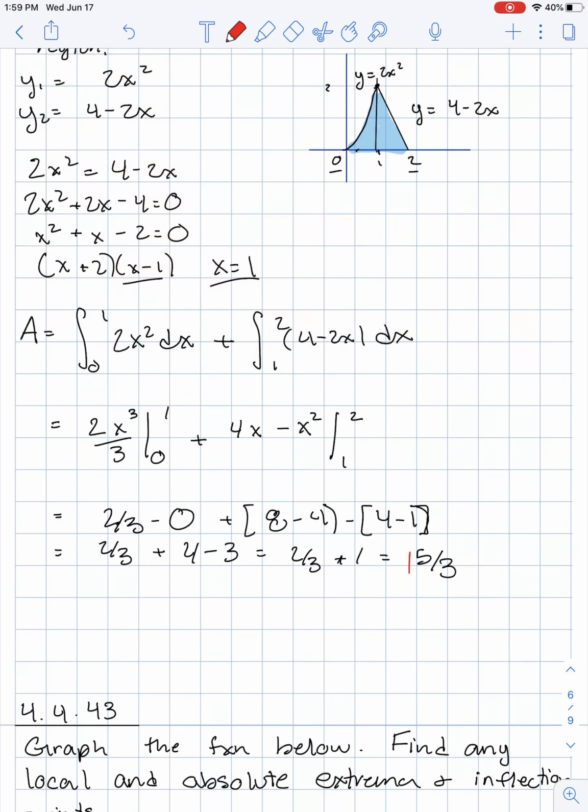Okay? Like I've been saying, the hardest part about these curve problems is figuring out your integral. It's up to you how you want to do it, whatever you think is better. I could have made this one integral and turned it sideways, but I think making two integrals is not too bad.